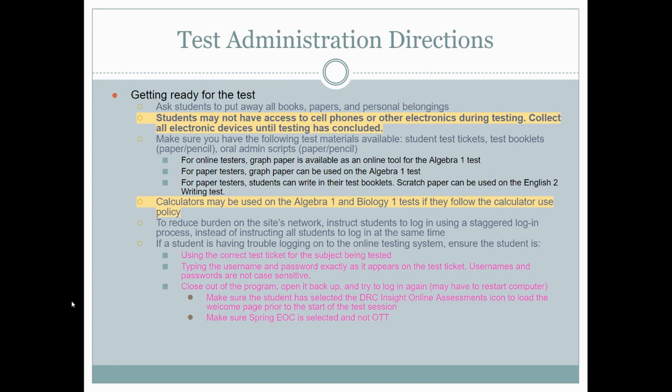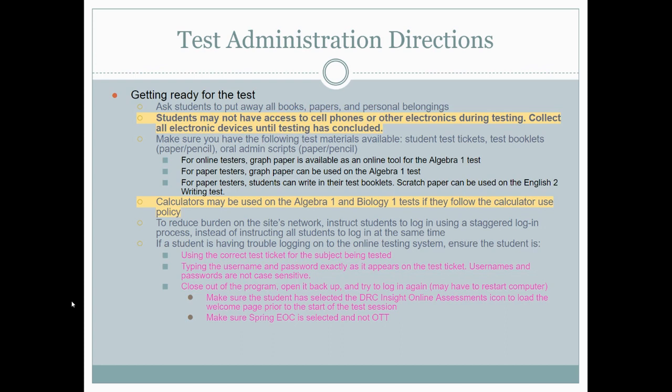Calculators can be used on the Algebra 1 and Biology 1 tests, as long as they follow the calculator policy. So again, remember, they have to drop those off at our test site at least 24 hours prior to test day. To reduce the burden on the testing platform network, make sure you are staggering logins, going row by row or section of the room by section of the room. And if the student's still having trouble logging in, please double check that their test ticket is correct. It's for the correct day, for the correct test. It's the correct student. We have some students with the exact same name and also very similar names. So just double check all of those things.